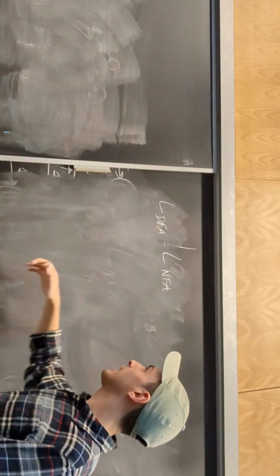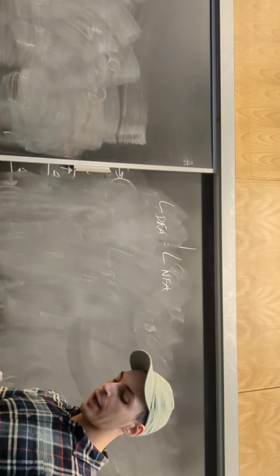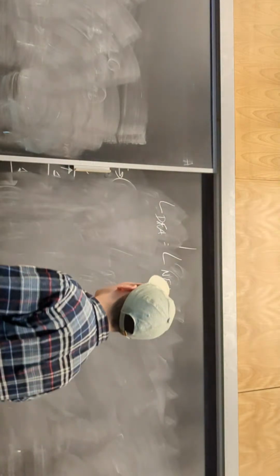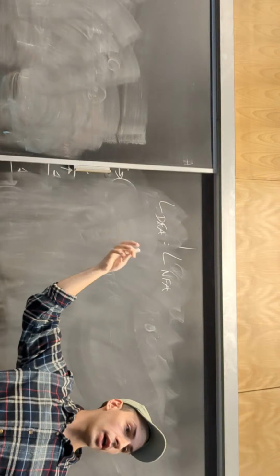So why is it that the set of languages accepted by DFAs is the same as the set of languages accepted by NFAs? So this is set equality, right? So how do you prove set equalities?